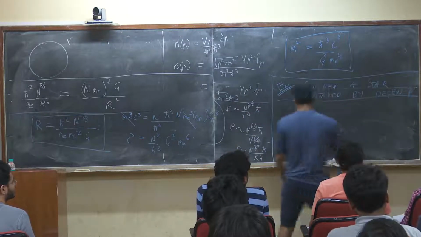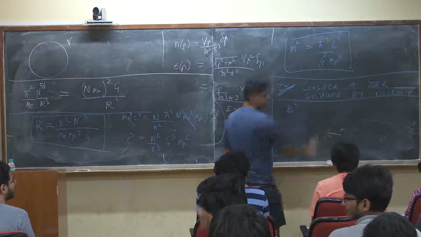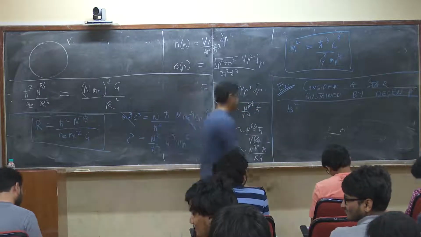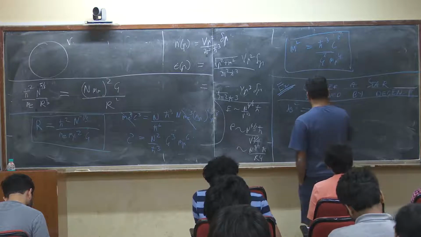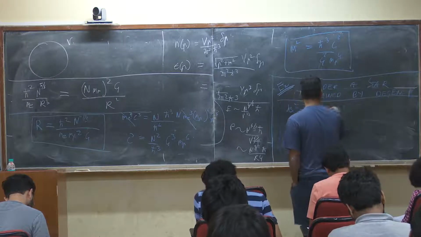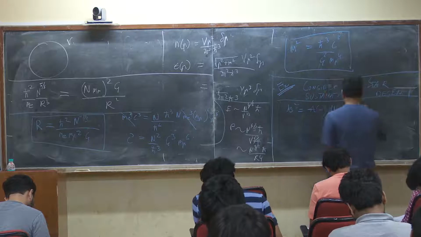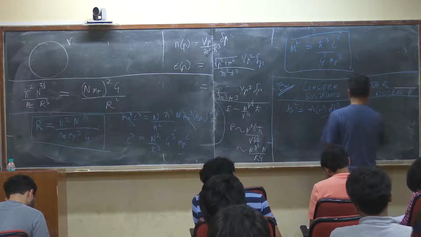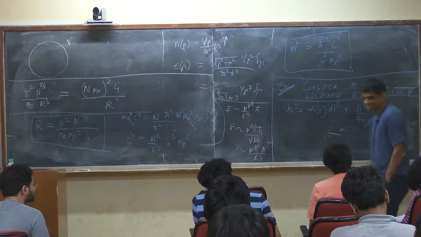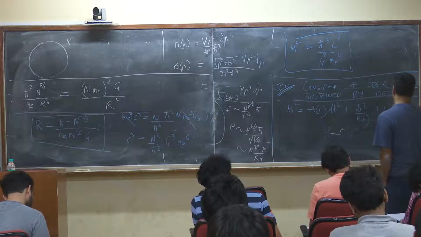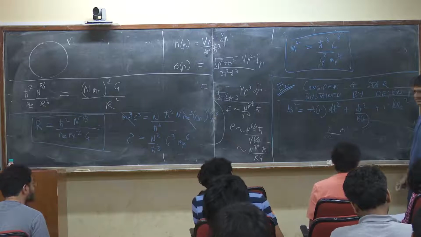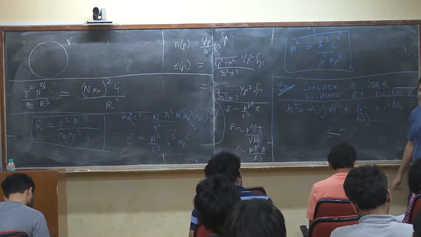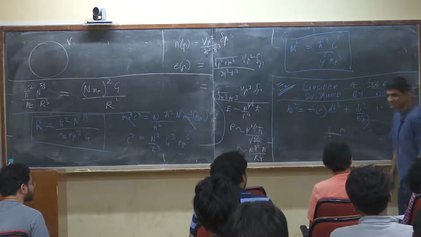Okay, so the star is described by the metric ds squared equals minus A(r) dt squared plus dr squared divided by B(r) plus r squared dΩ squared. We don't yet know what A(r) and B(r) are.